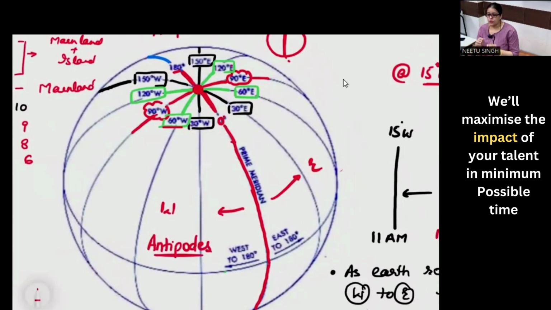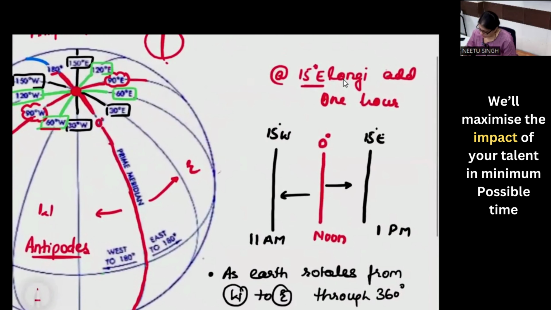Latitudes do not have antipodes. They are circles. Longitudes, meridians have got antipodes. And comes in this. Both important.